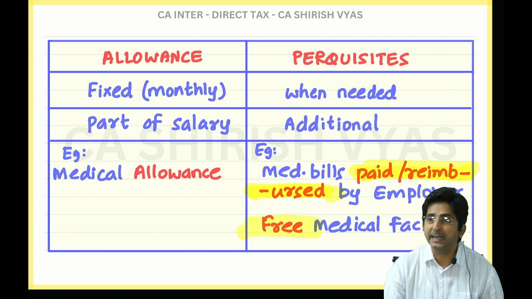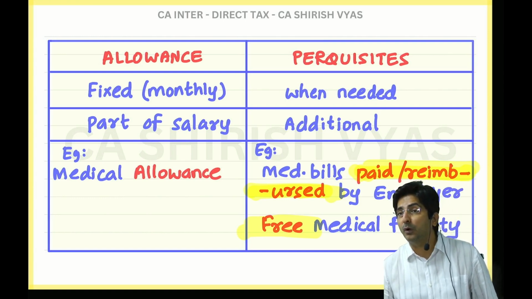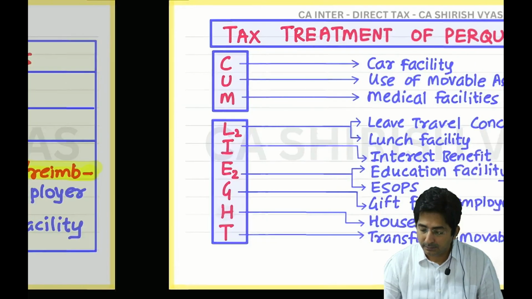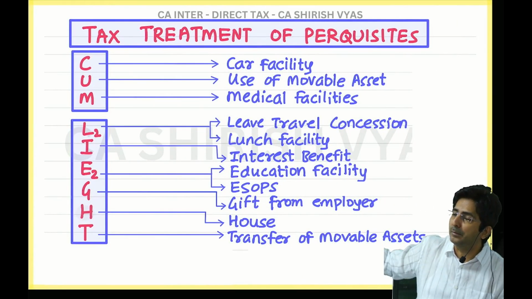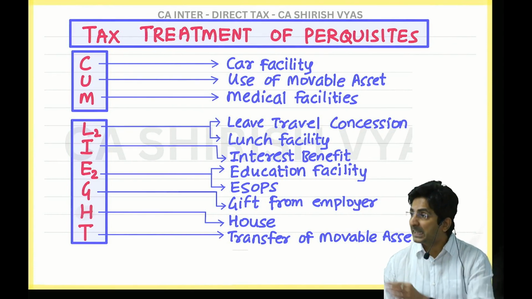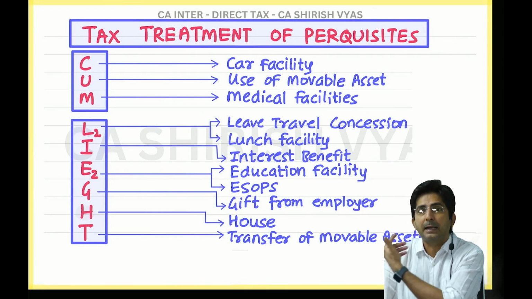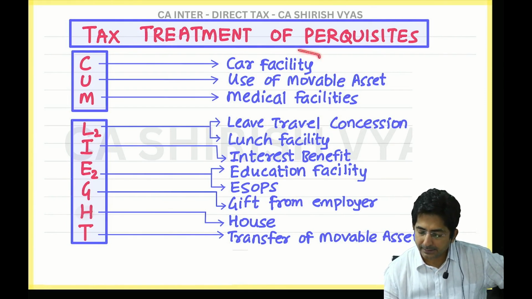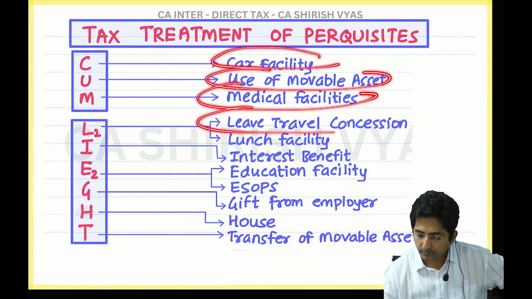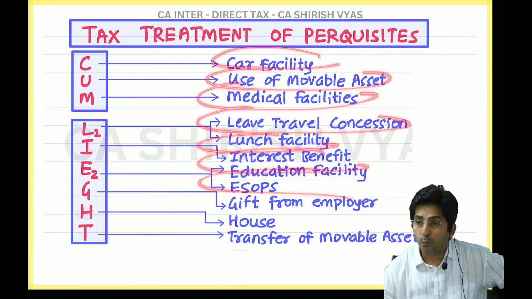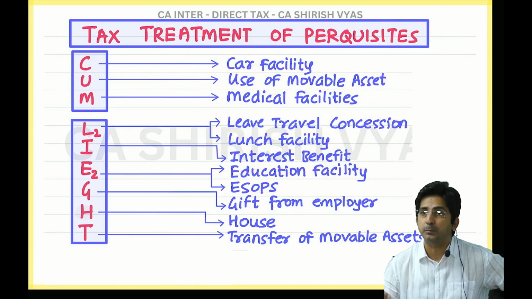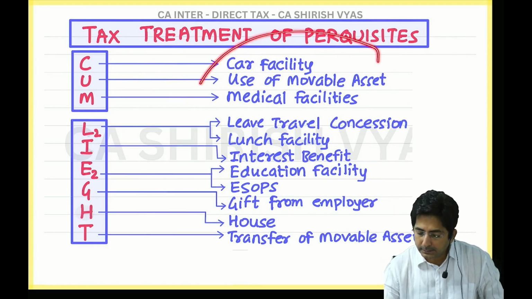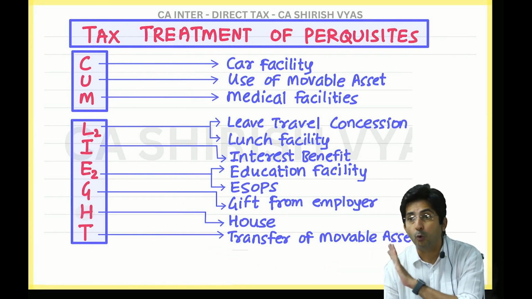Okay, now the next headache is how will we know what is taxable and what is exempt in the world of perquisites? So this is the summary of perquisites. The tax treatment of a perquisite depends upon the type of the perquisite. Look at this. There are several types of perquisites. One by one, I will explain whether they are taxable or exempt. And once this is over, the chapter is over.